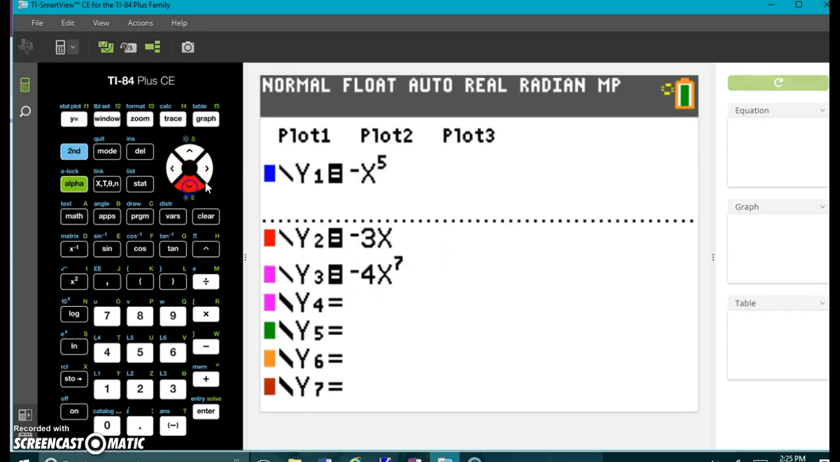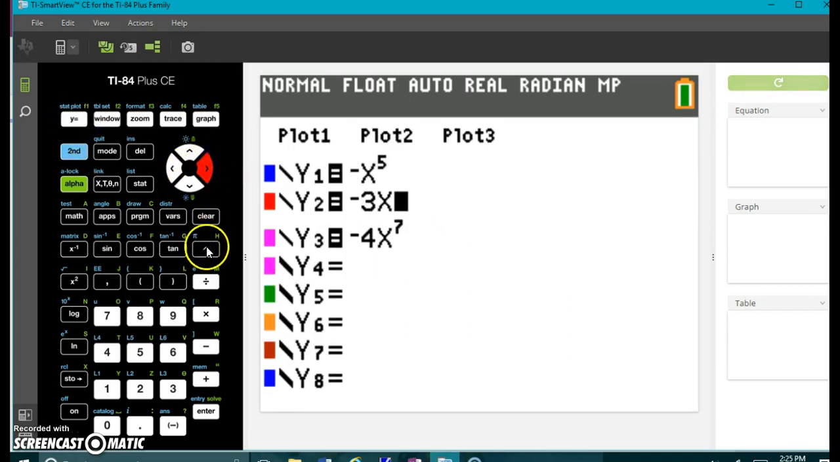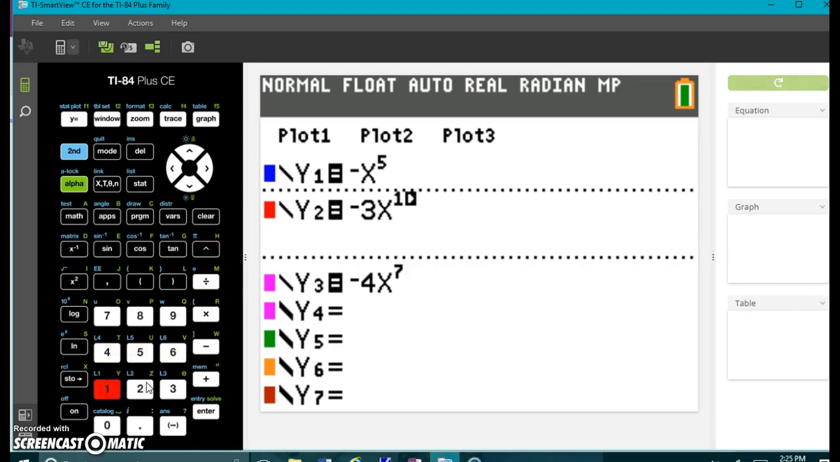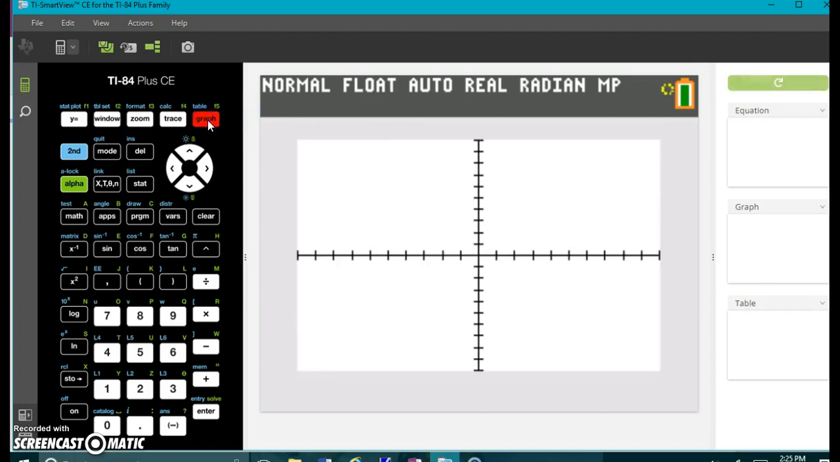If I bump that up to like 3x to the, let's go crazy. Let's do like 15 here. And there we go. There's a 15 one. It's just really, really steep and really, really flat right there. Okay, so notice, again, I'm focusing on the ends here. As I go to the left forever, it goes up. As I go to the right forever, it goes down.